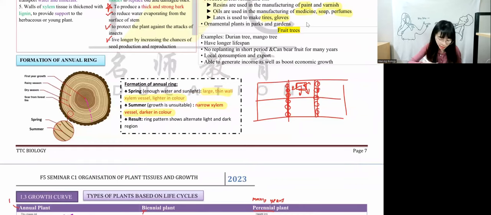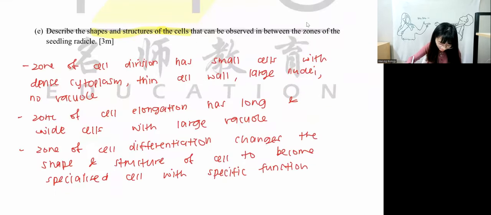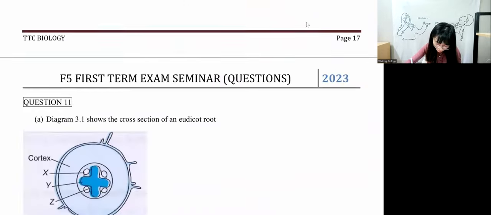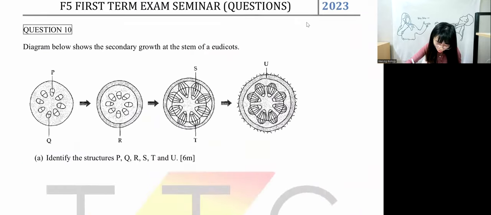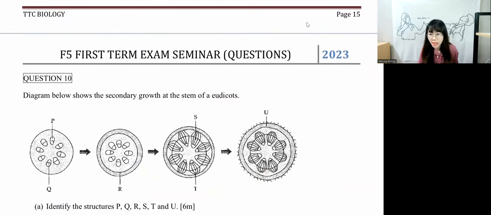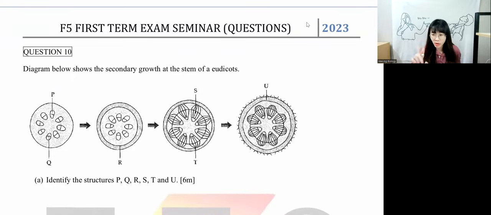Okay, so let's try one question, guys. Let me flip back to the question. Page 16, question 10. The diagram below shows the secondary growth of a stem of a eudicot. Identify P, Q, R, S, T, U.